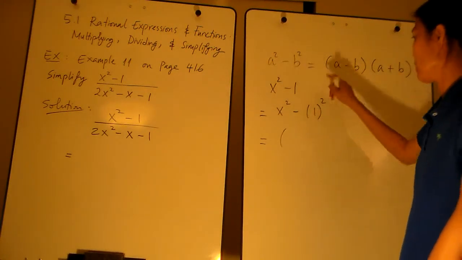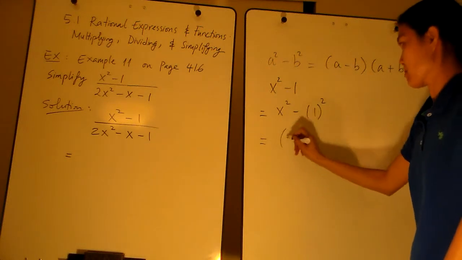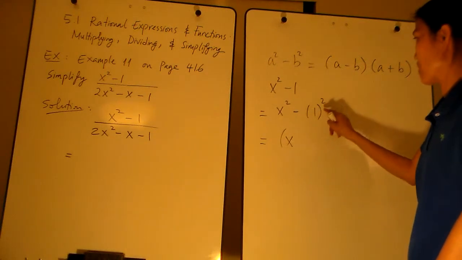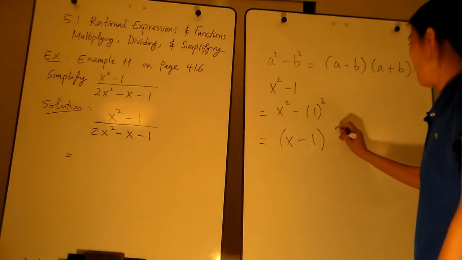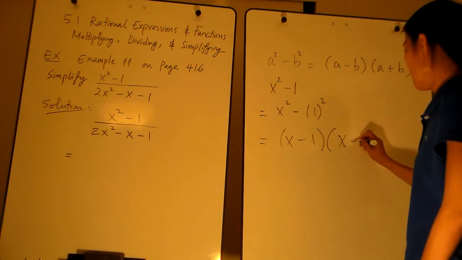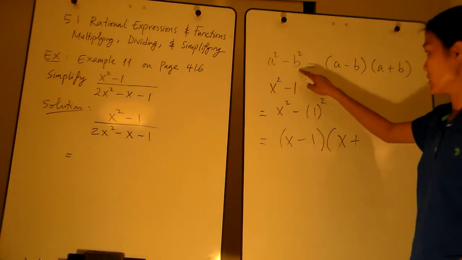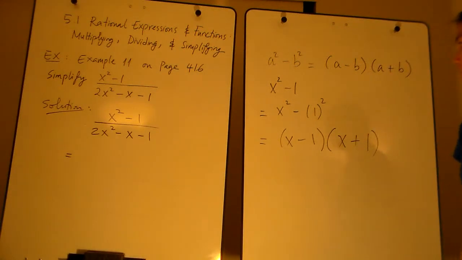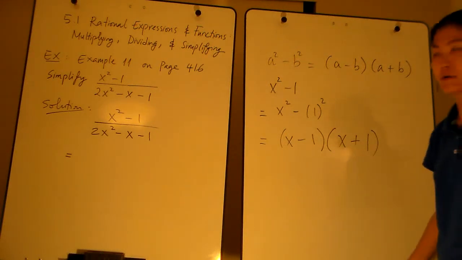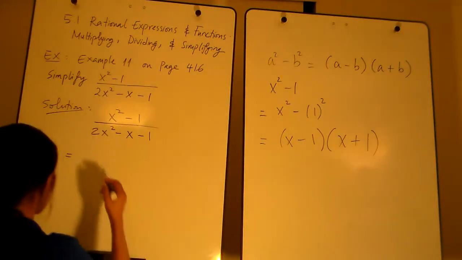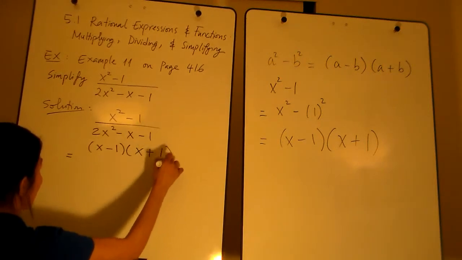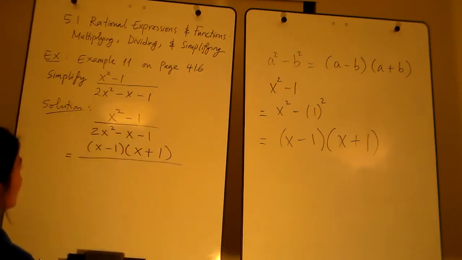Our a is x. So x minus b, and b squared is 1 squared, so b is 1. Same thing, our a is x, okay? And plus, what is b? For our b, which is 1. Okay? So x squared minus 1 can be factored to x minus 1 times x plus 1. So I have it here: x minus 1 times x plus 1 in place of x squared minus 1.